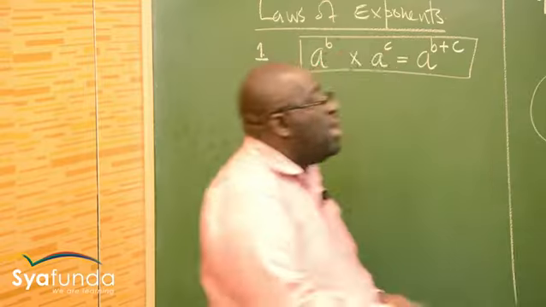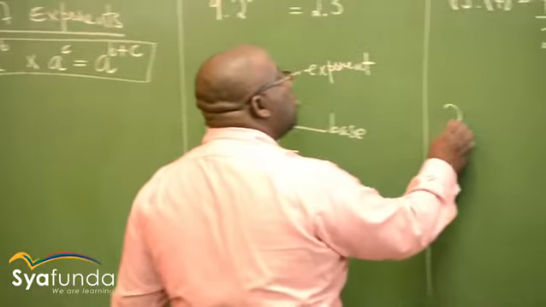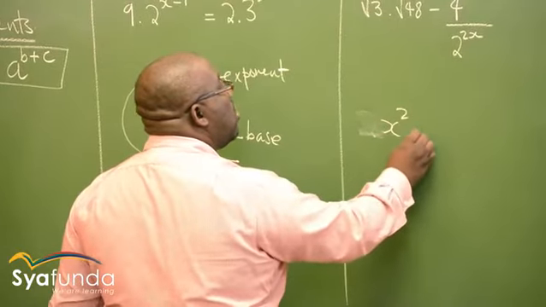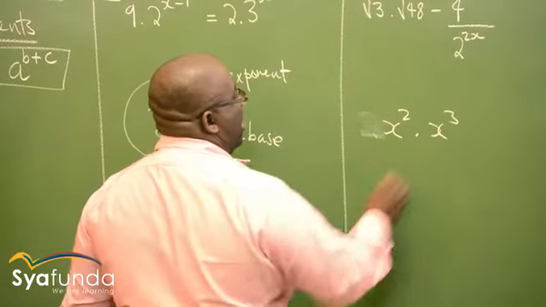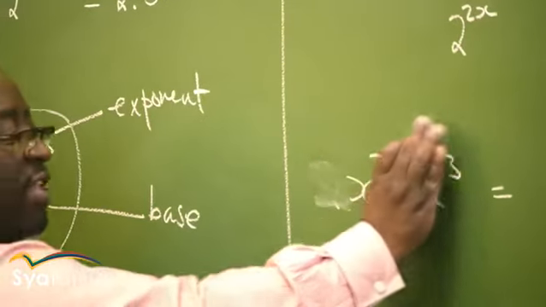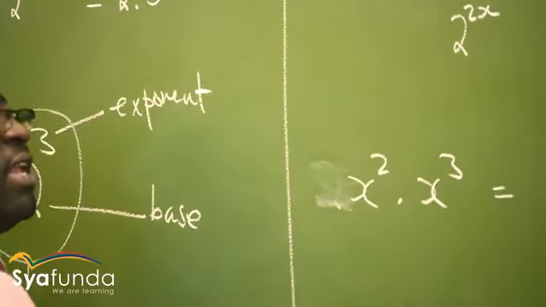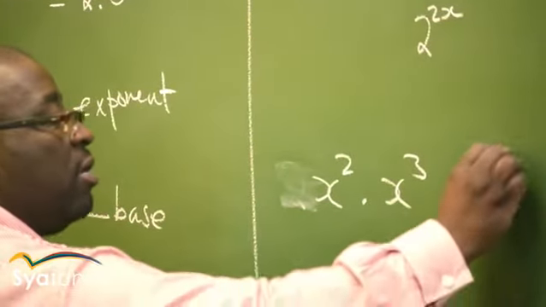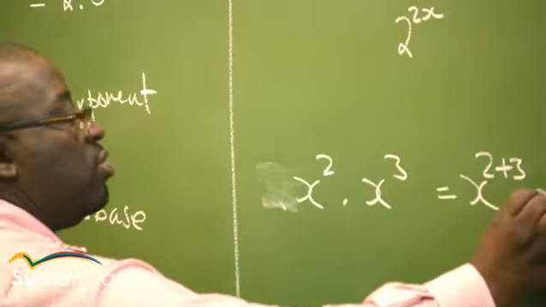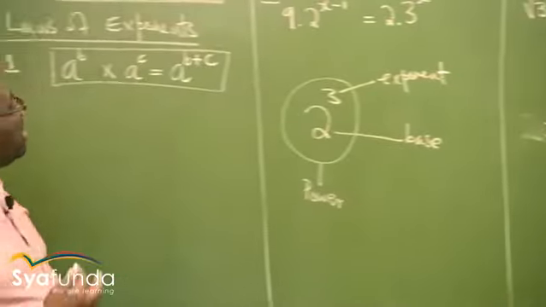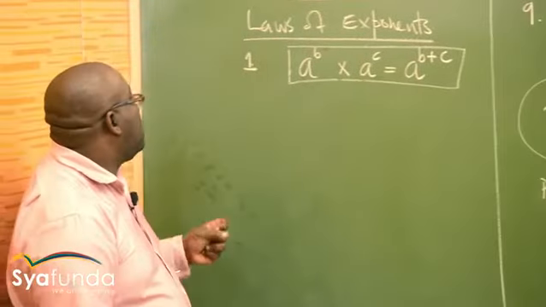For example, we just use x. If we've got x to the power 2 times x to the power 3, the solution here will be, because this power and this power have the same base, all that I need to do is to add the exponents. So this will be x to the power 2 plus 3, which will give us x to the power 5. So that's another very important exponential law that we must learn.